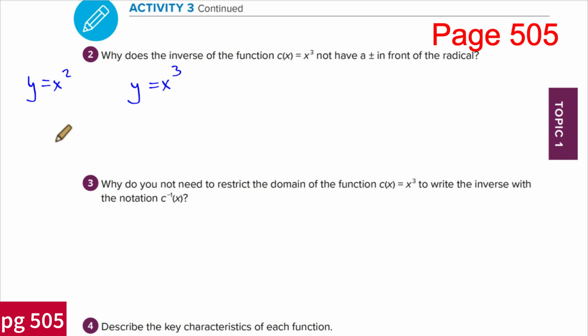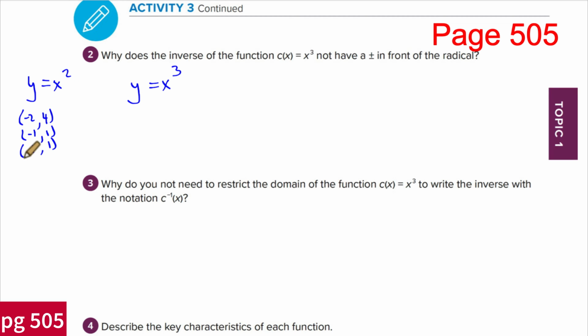Okay, so y equals x squared. Let's plug in some points here. Let's plug in a -2. So what's -2 squared? That would give us a 4. Let's plug in a -1. That would give us a +1. Let's plug in a +1. That would also give us a +1, right? So I'm plugging it in here.